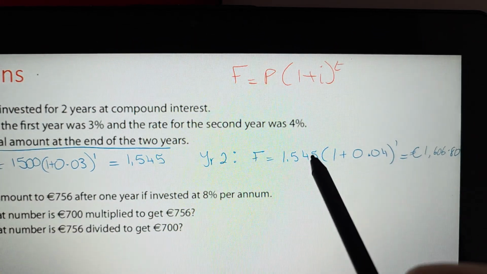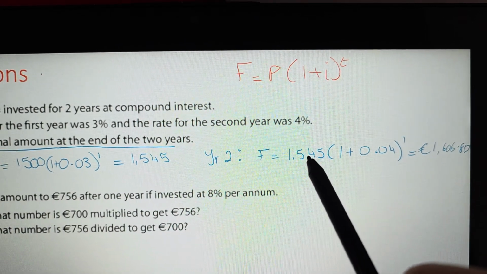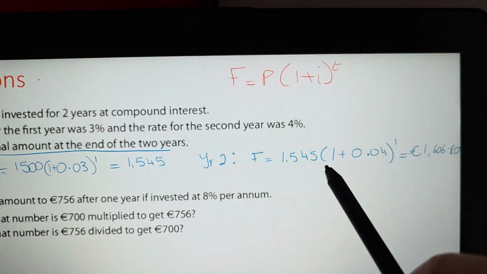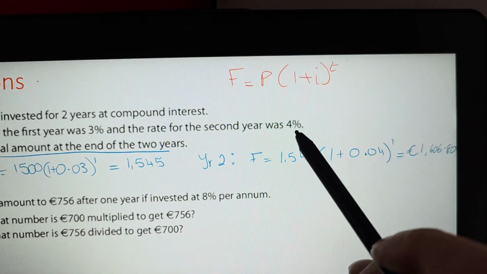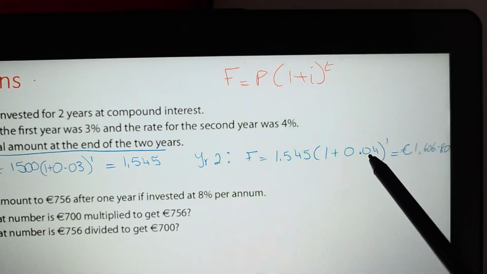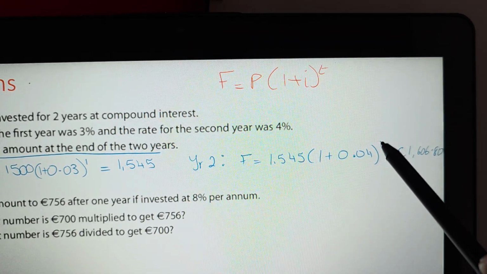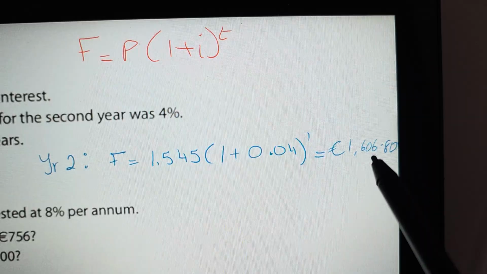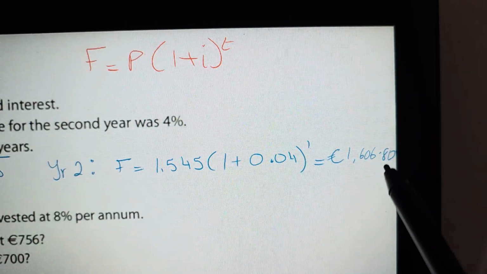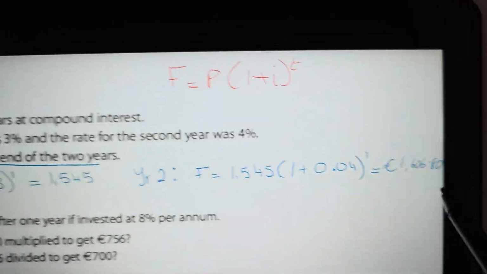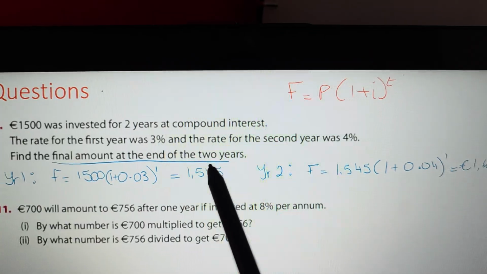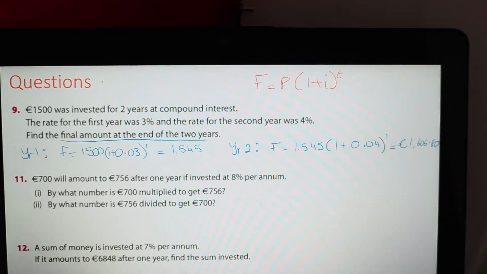So in year 2, my new value for P, that's what I start off with at the beginning of year 2, multiplied by 1 plus the new interest rate was 4%, that's 0.04, and I'm only doing it for year 2, which means I'm doing it for 1 full year. And I will get back €1,606.80. That is the final amount, the final value of my investment at the end of the second year.